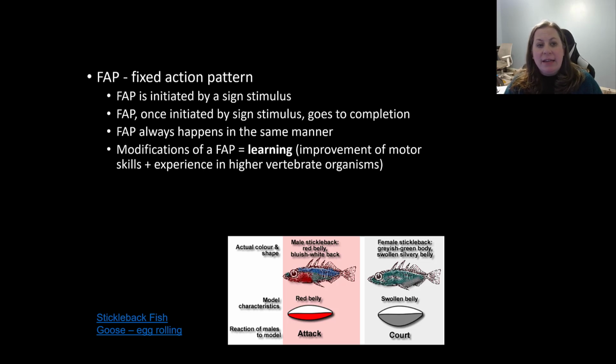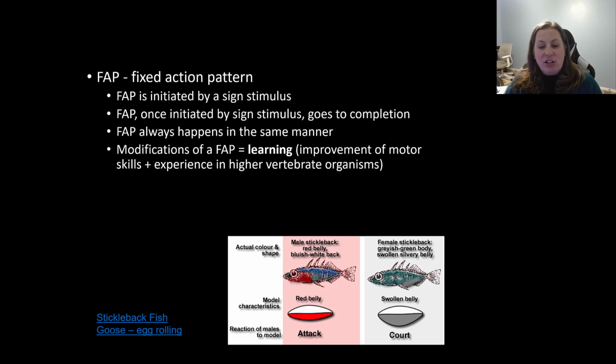And so on here, guys, I do have a couple of examples. You can Google these or put them into YouTube and find these videos that I have linked here for my class. But here on YouTube, you can just put in like stickleback fish and you can get the video that this is referencing. Same thing with the goose and egg rolling.